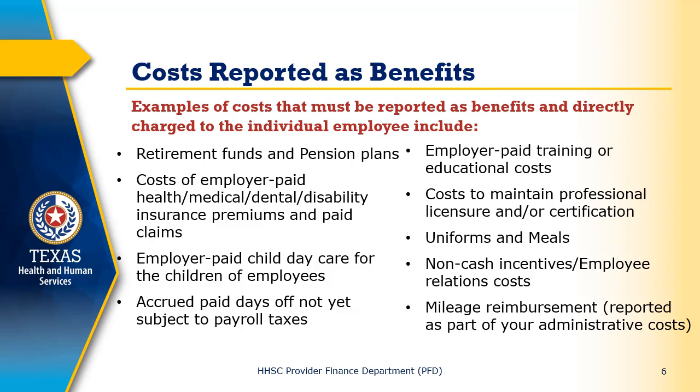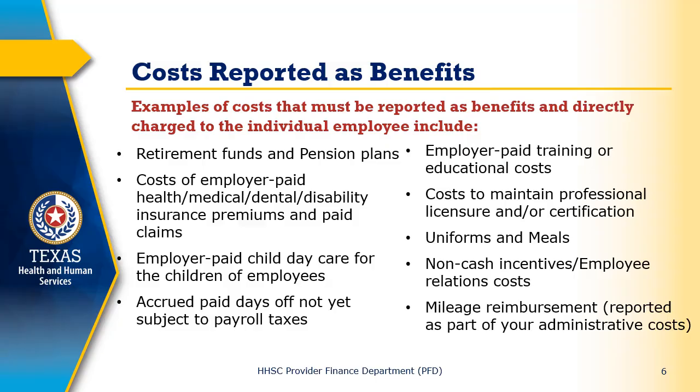Another example of benefits reported as costs includes essential benefits like employer-paid training and/or educational program costs that will need to be reported as specific line items on the cost report, which can include the cost to maintain an employee's professional license or certification. Additionally, uniforms provided to employees should be documented, reflecting their contribution to overall operational costs. Non-cash incentives, along with mileage reimbursements and meals, should be accurately reported in the administrative costs section for transparency and employee benefits. Finally, to support reimbursement claims, all mileage logs and travel allowances provided to employees must be accurately recorded.